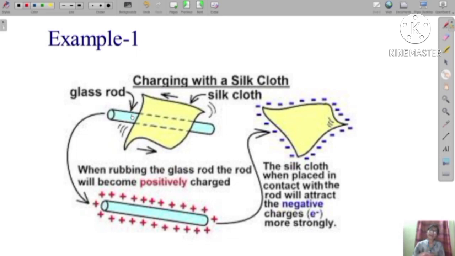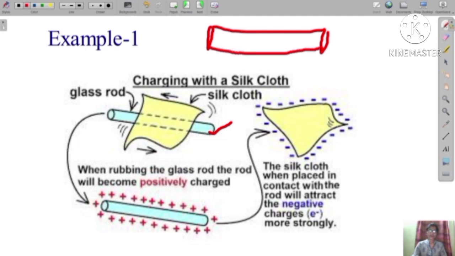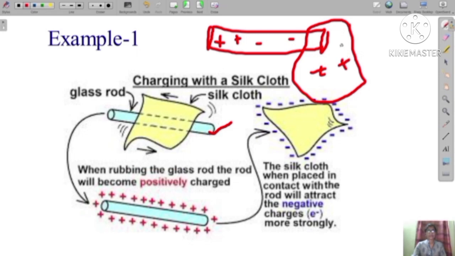When those two things are rubbed, then what happens, especially what happens in any of the body? In any of the body, what will be there? Charges will be there. If you consider this is a glass rod, this glass rod has some of the charges. As we told, those are positive and negative. So some of the charges may be positive and negative. And one more is there. What is that? That is cloth. This cloth also has both the charges, but there are some of the charges more in silk cloth and some of the charges more in glass rod.